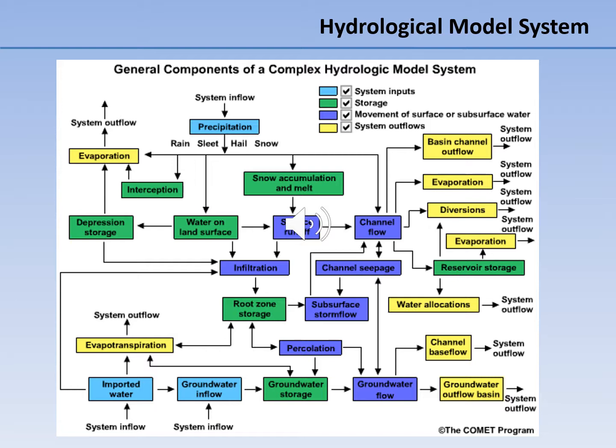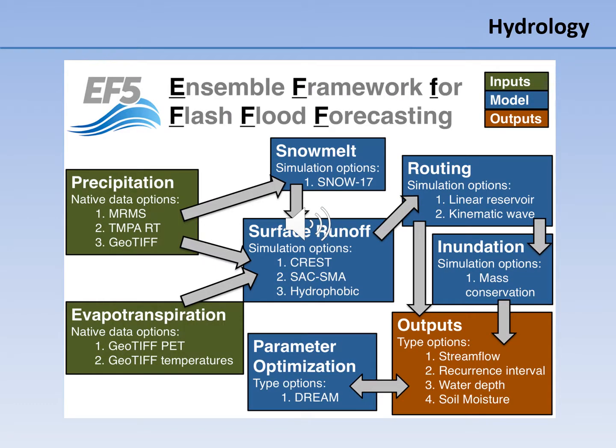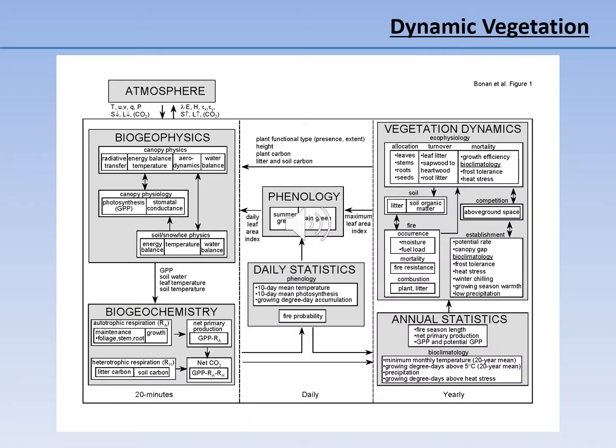We can see from this slide that a hydrologic model may take into account a complex array of natural and human influence factors. In this model, we see the input and movement of water through an idealized hydrologic system. This slide shows 3 modeling approaches for the same watershed. This slide shows the model for flash flood forecasting. There are also models for vegetation, such as the one shown on this slide.